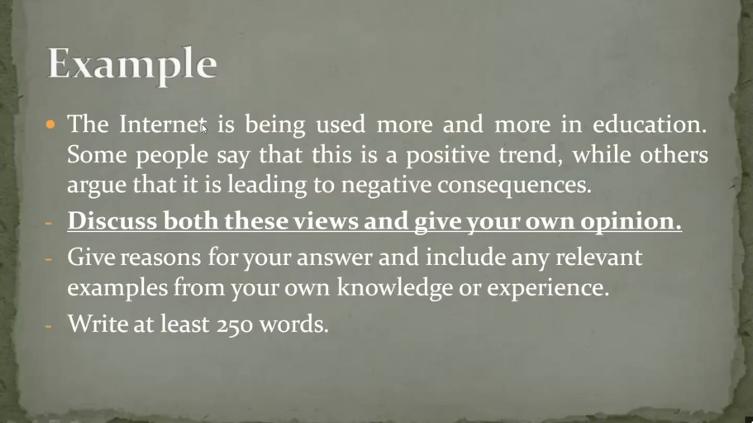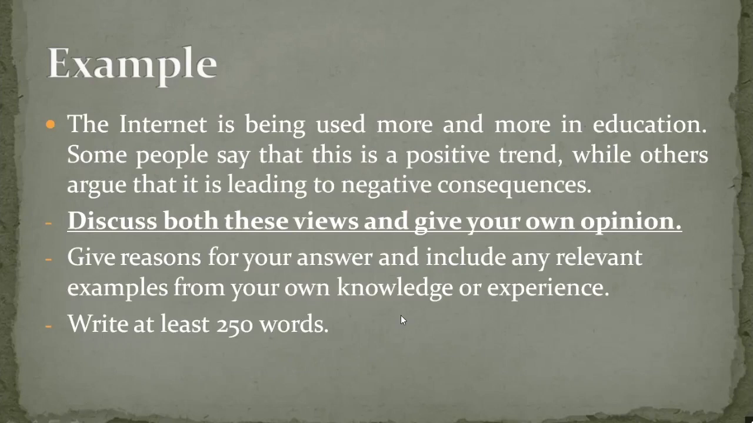So as you can see, the question is divided into 3 parts. In the first part, you can see the main topic and the main ideas. The main topic is that the internet is being used more and more in education. The main ideas: some people say this is a positive trend, while others argue that it's leading to negative consequences. And then you can see the question. The question is what determines the type of essay you're going to write in task 2. And finally, you can see the fixed instructions. These instructions, as I said before, are fixed. They don't change from one exam to the other, so you don't need to worry about them so much.